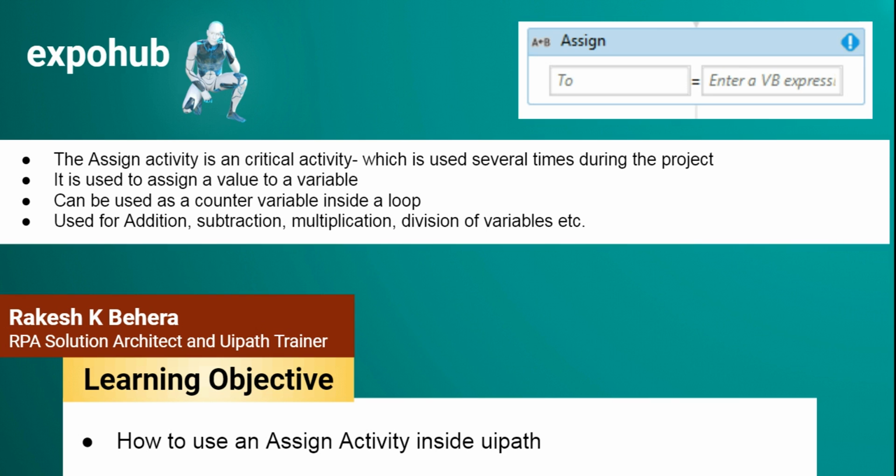That is one example, and one of the greatest examples is inside a loop, right? When we use a do while loop or while loop, assign activity becomes very handy to use as a counter variable. So we increment the number one by one until it meets the condition, right? The loop will be running. So those are the areas where we'll be using the assign activity. Okay, so this is the learning objective, guys. We will see how to use an assign activity. Let's get started.